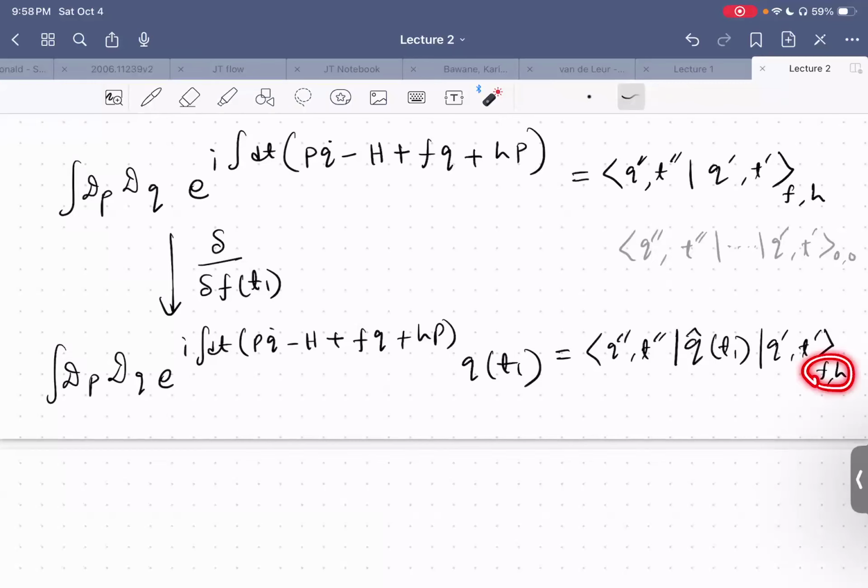And we still write f and h because they are still f and h. But as we said, we don't really care about f and h. So when we want to actually compute something, we will set f and h to 0. So set f and h to 0, replace them with 0. So that replaces them here with 0. So you forget about these terms.